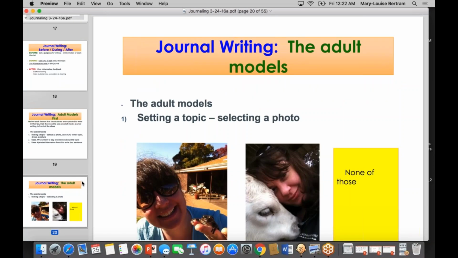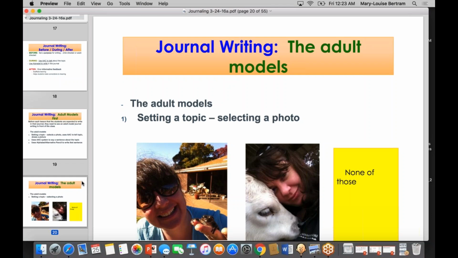So here you go. I'm at the front of the class, and my job now is to model how to choose a topic of something to write about. So, all right, look at my topics. I've taken some photos of being on the farm on the weekend. I'm going to have a look at these photos. I've got a photo of me with a frog that I found in the garden. Ooh, I've got a photo of me with a calf that I fed a bottle to. And I've got a post-it note that says none of those. So I've got those 2 photos there, and my very important post-it note that says none of those.